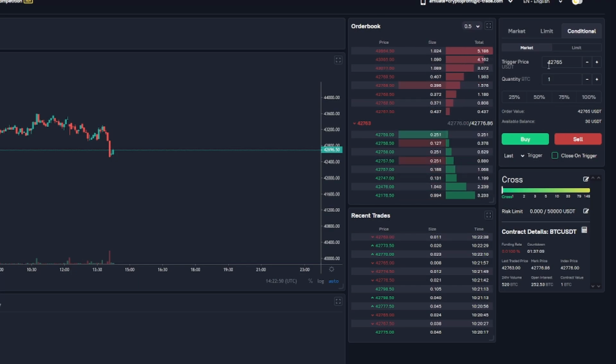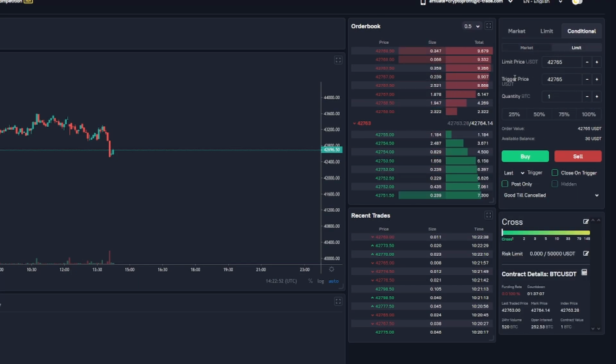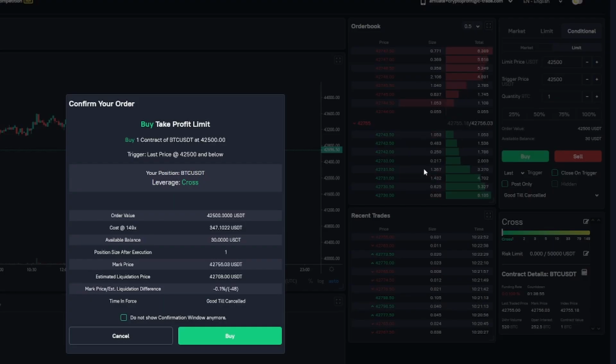If we actually buy now, I just want to buy, let's say, limit at the trigger price. Let's go down a little bit just to make sure it happens. Let's go to about 42,500 just to make sure we do actually get it. And we're also going to set the limit price to 42,500 just for the heck of it. And let's just buy 1 BTC worth. Obviously, we're not going to be able to get a full BTC. I only have an available balance of 30 USDT.